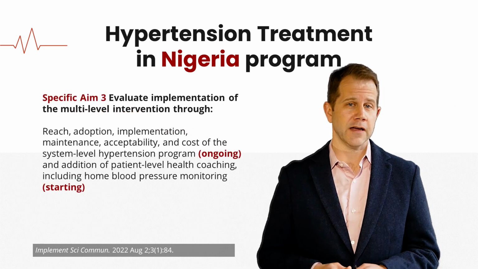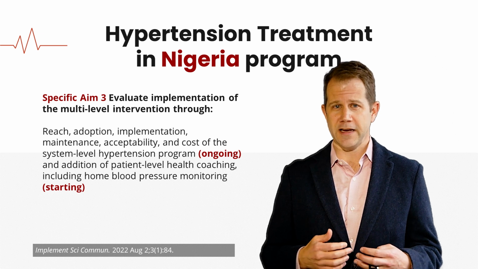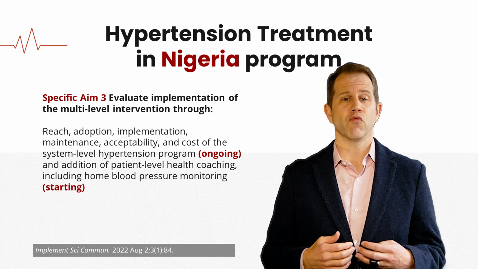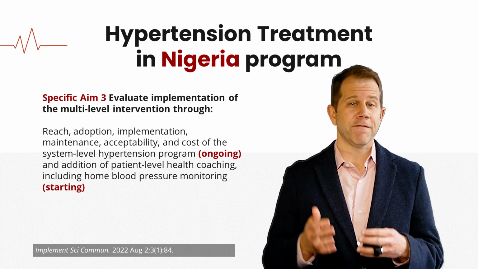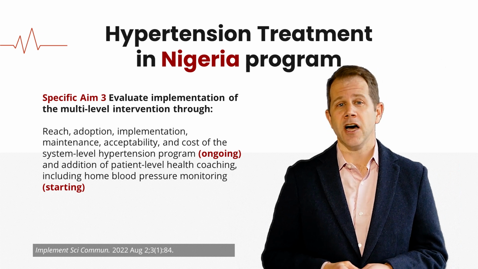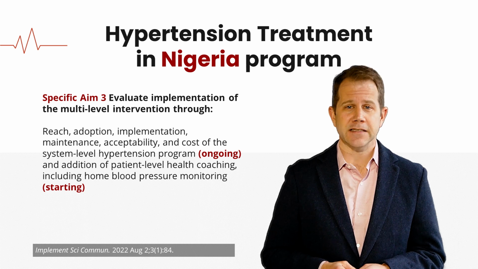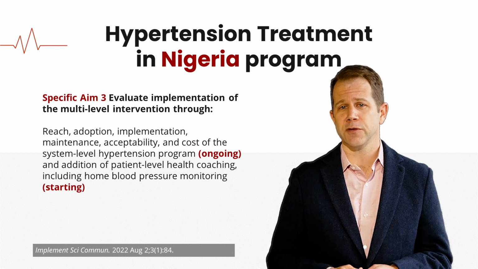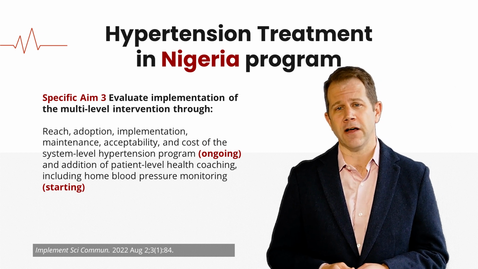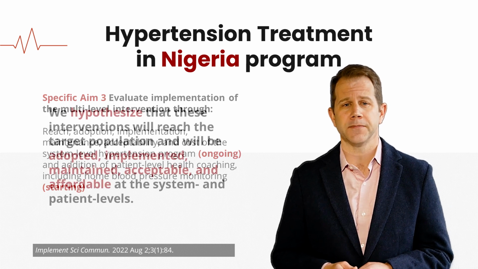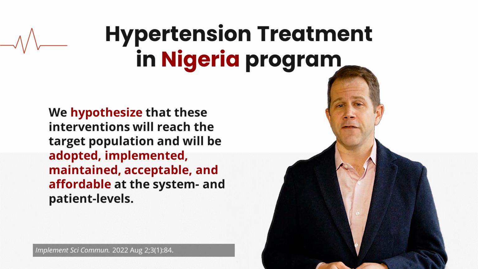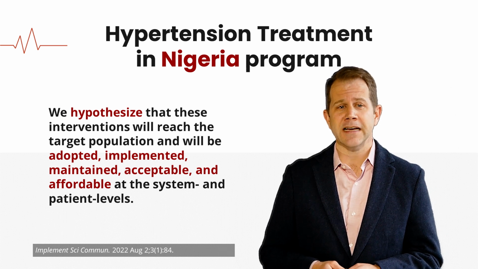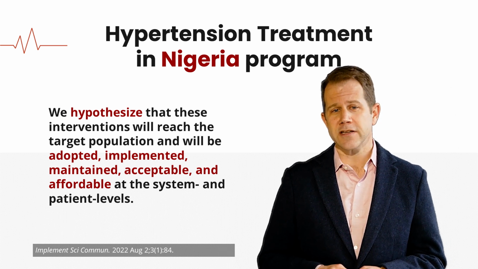Lastly, our third aim, again, because it's a hybrid study, is to evaluate implementation of the multi-level intervention. For this, we use the RE-AIM framework that looks at the reach, effectiveness embedded in that second aim already, adoption, implementation, maintenance, and we also include factors such as acceptability and cost of the system-level hypertension program and the addition of patient-level health coaching, including home blood pressure monitoring. And we hypothesize that these interventions will reach the target population and will be adopted, implemented, maintained, acceptable, and affordable at the system and patient levels.